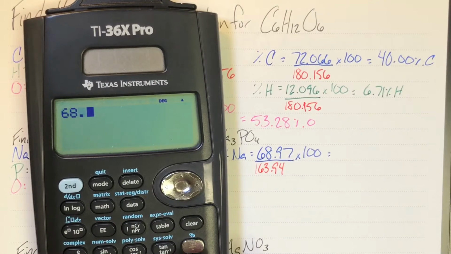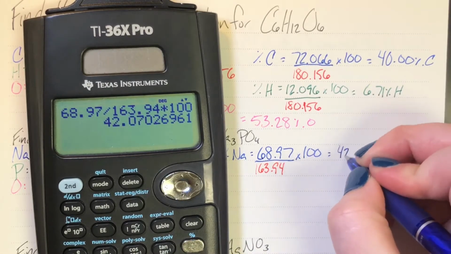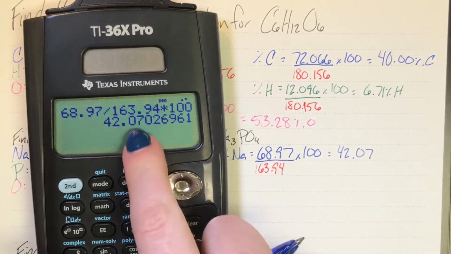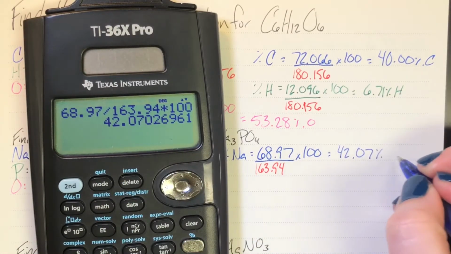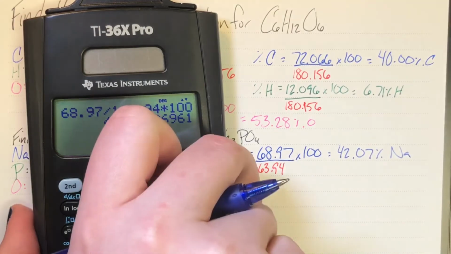So 68.97 divided by 163.94 times 100 gives me the number 42.07. Rounding to the second decimal, that 0 doesn't make me round up, so I'll leave it. And then percent, and then I'll go ahead and label it as percent sodium.